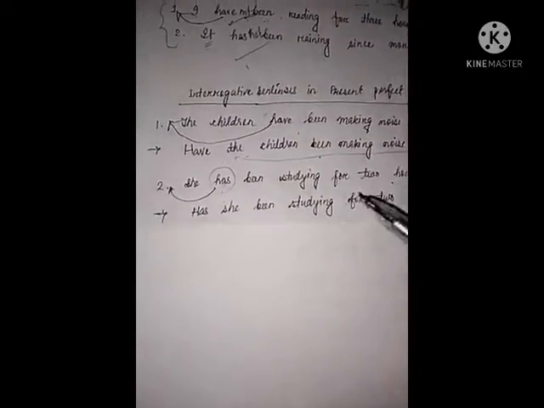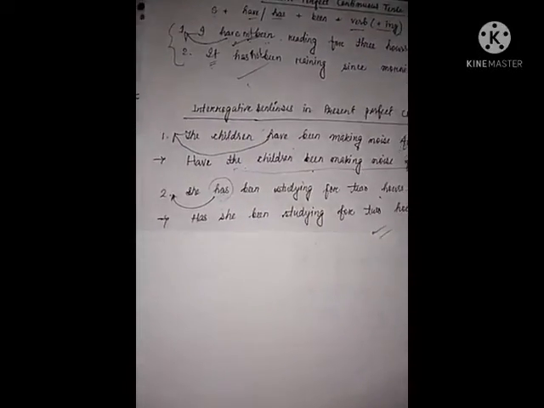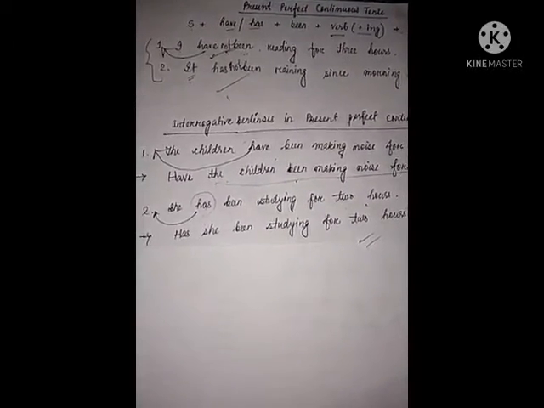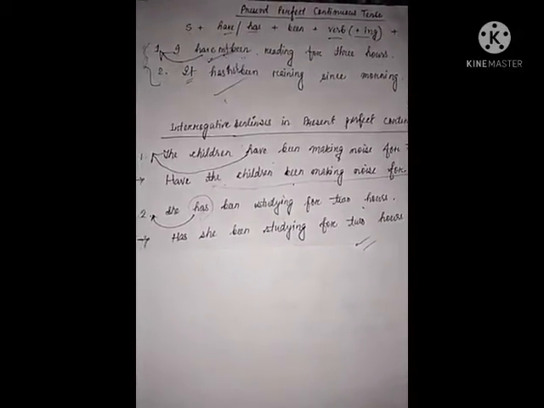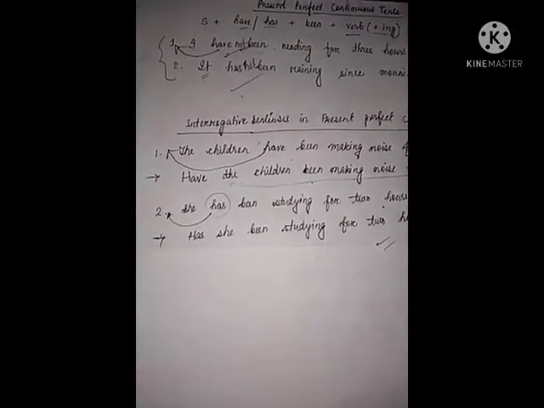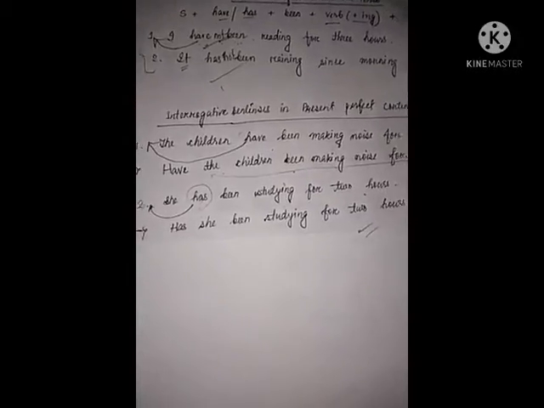Okay, so students, your today's homework is you have to write 5 sentences in present perfect continuous tense and convert those same sentences into negative and interrogative sentences. Okay, do it and send it to me.